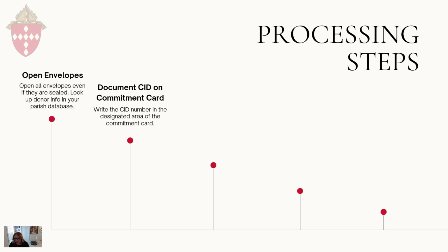Please document the diocesan CID number in the designated area of the commitment card. Please note that an envelope number and a CID number are not the same thing. If you do not have a diocesan CID number for the donor, then please leave it blank. Also, please do not use the CID numbers that are prefaced with an asterisk in your parish database management system. They are invalid and cause gifts to be credited to the wrong donor.